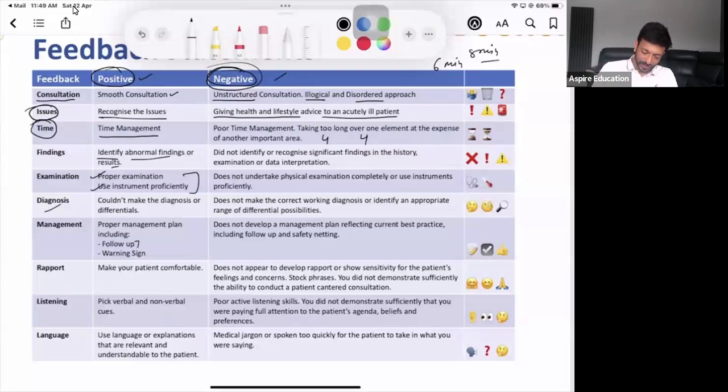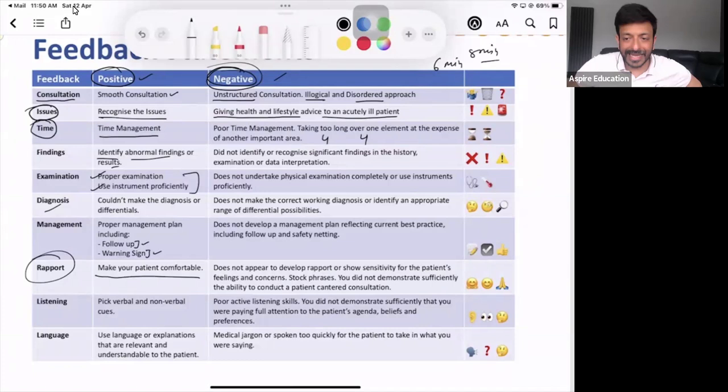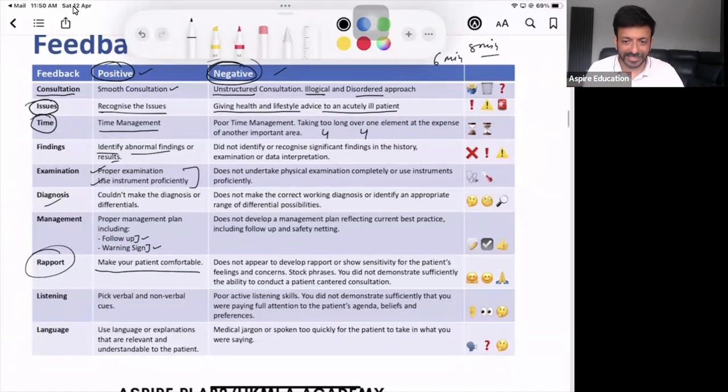Management is you have to do proper follow-up and you need to give the warning signs as well to the patient. Make your patient comfortable. Rapport. How are you going to make your patient comfortable? First of all, you have to show the patient somehow that I'm here for you. These 8 minutes that I'm being given are dedicated to you. So you have to have that enthusiasm when you do the consultation.